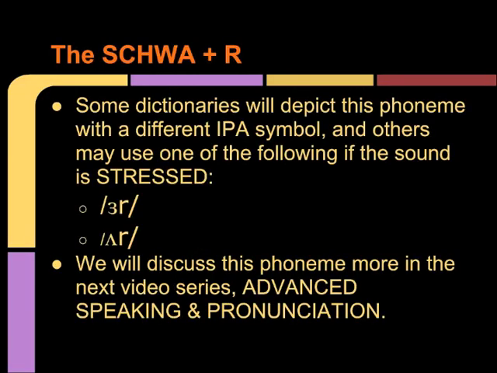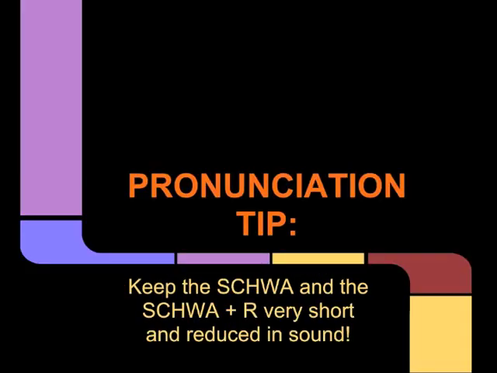Some dictionaries will depict this phoneme with a different IPA symbol, and others may use one of the following if the sound is stressed. The letters you see represented, the phonetic symbols represented here. We will discuss this phoneme more in the next video series, Advanced Speaking and Pronunciation. Pronunciation tip. Keep the schwa and the schwa plus R very short and reduced in sound.